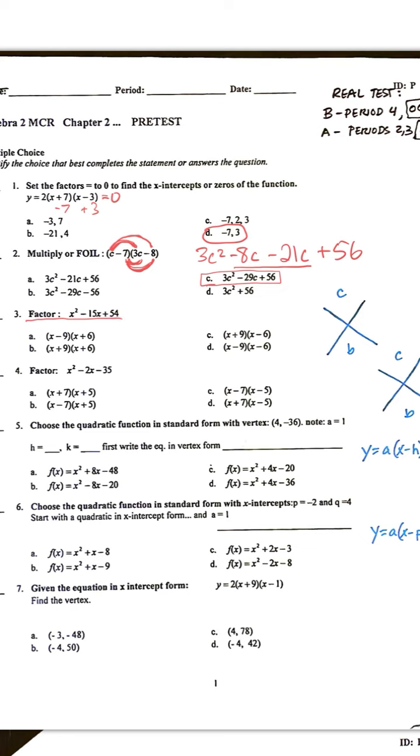Factor means we're looking for two numbers that add to negative 15 and multiply to 54. So we'll just scan through the multiple choice. All of them are 9 and 6. We want them to multiply to a positive, so they both have to be either negative or both have to be positive. But we want them to add to a negative, so D's our answer.